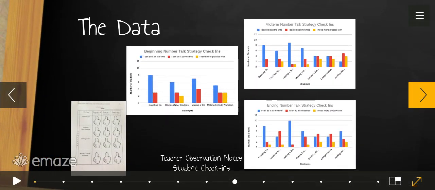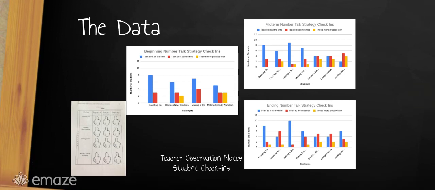When it came time to look at the data, teacher observation notes were looked at all the way through the study as my guide of where instruction should go. In the bottom left-hand corner, you will see the student check-in form that students filled out 3 times throughout the study. Then you will also see the graphs. The blue column means that the students thought that they could do a strategy all of the time. The red meant that they think they could do it sometimes, and the yellow meant that that was a strategy they felt that they needed more help with.